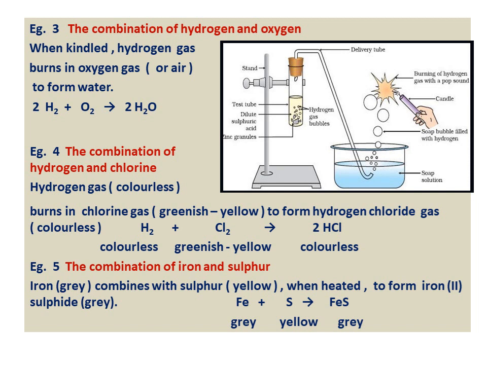Example 5, the combination of iron and sulfur. Iron, which is grey, combines with sulfur, which is yellow, when heated to form iron 2 sulphide, which is grey. Fe plus S gives FeS. Fe grey, S yellow, FeS grey.